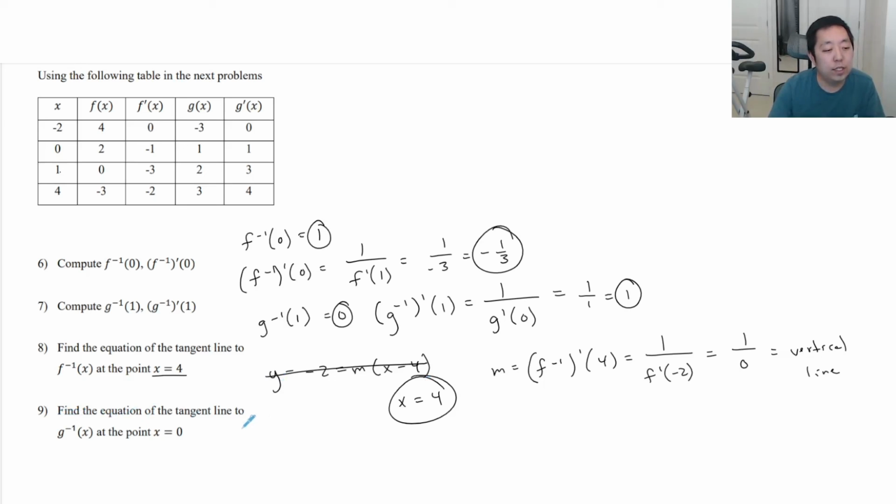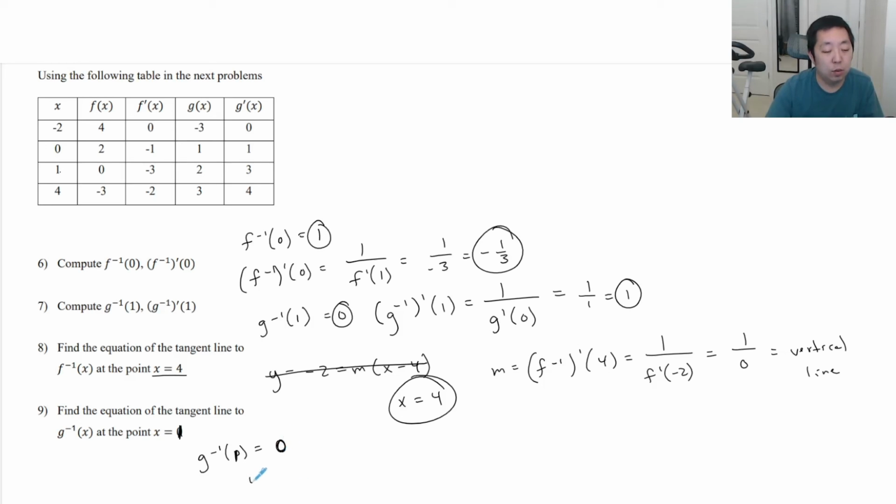Okay, find the equation of the tangent line g inverse at the point x equals 0. So g inverse at 0, let's just find the point. So where is y 0? Oh, they didn't give it to you here on this table. Maybe this is supposed to be 1. Let's make it 1 instead, because we kind of already found something. So at 1, it's 0, right?